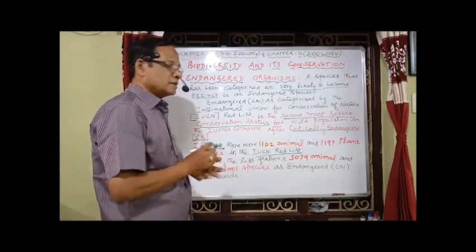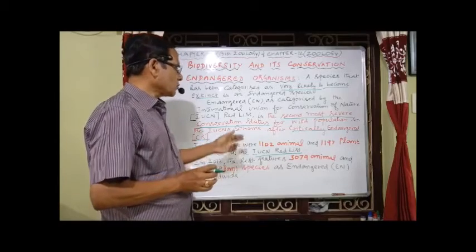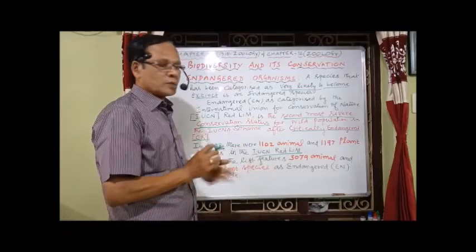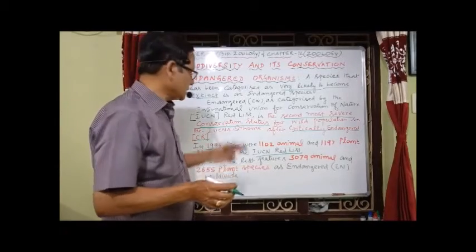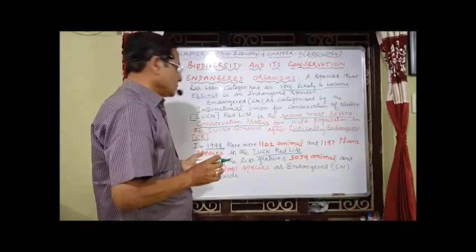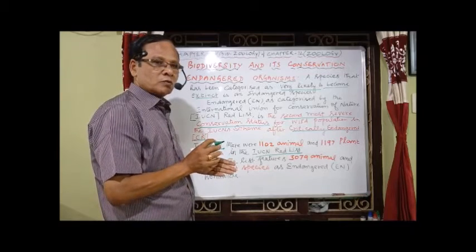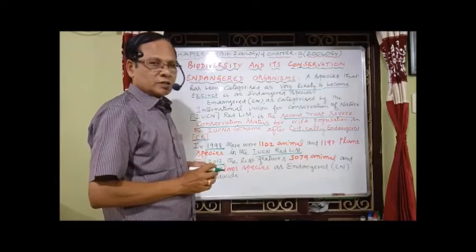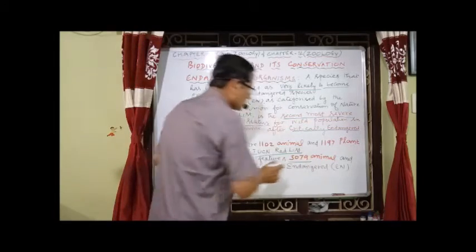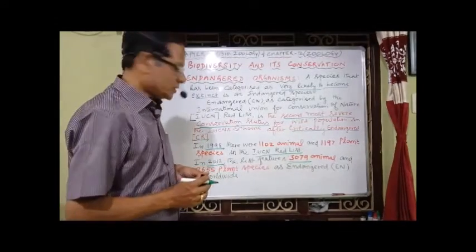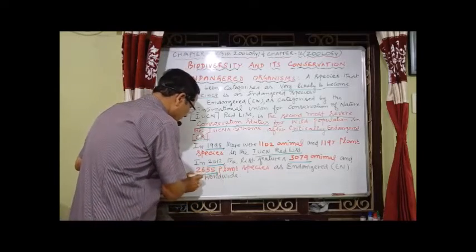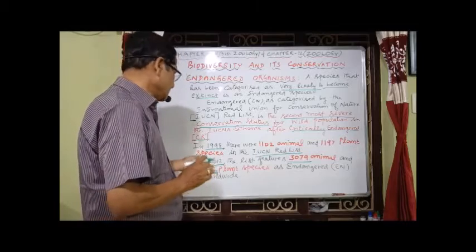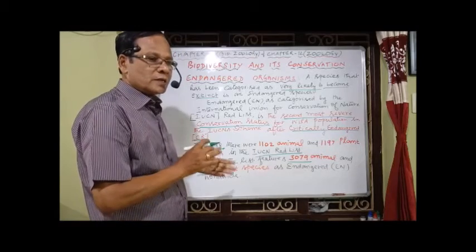So in 1998, according to this data, there were about 1,102 animal and 1,197 plant species in the Red Data Book. But when statistics were made in 2012, the list contains 3,077 animal species and 2,655 plant species as endangered organisms worldwide. The number has gone up.